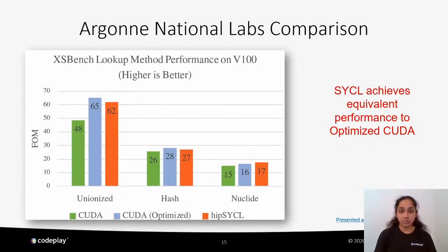The next benchmarking was done by Argonne National Labs. The benchmark used here was called XSBench. The x-axis represents the various benchmarks. The green bar represents the CUDA implementation of the benchmark. The blue bar represents the optimized CUDA implementation, and the orange bar represents the HipSYCL implementation of this. SYCL achieves equivalent performance to an optimized CUDA application on the V100 NVIDIA GPU.